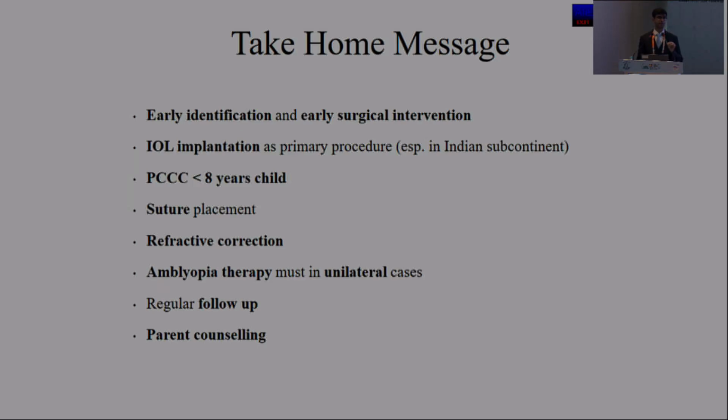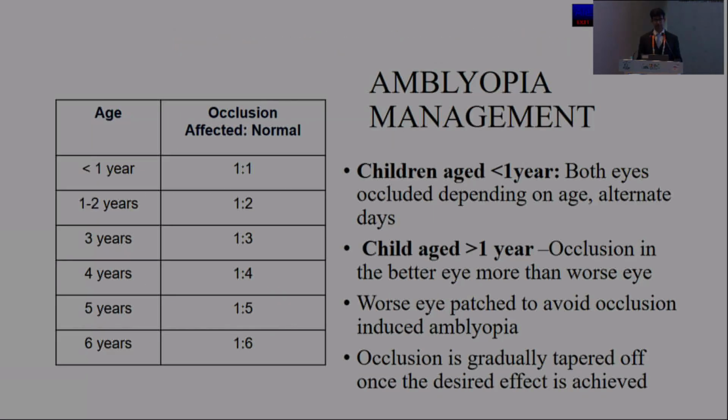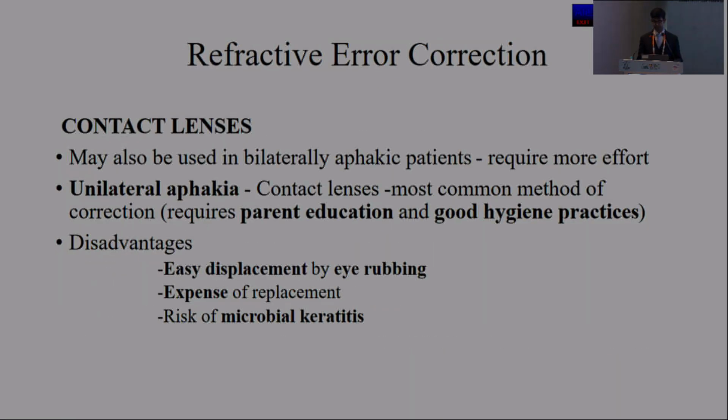And parent counseling before the surgery, that the kid would require long follow-up. There might be a need of re-surgery in the form of a membranectomy if VAO develops, or IOL exchange later if there is a refractive myopic surprise when the kid turns older. And there are certain post-operative complications as well, like VAO and glaucoma, which should be managed appropriately.